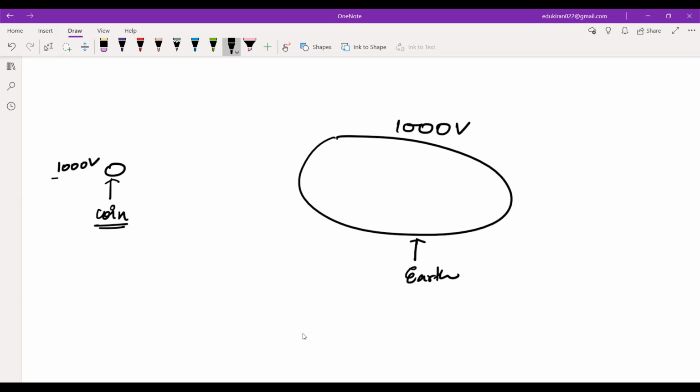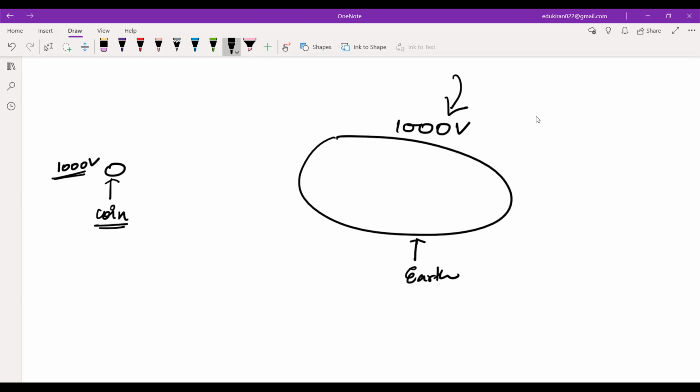And what I have done, I have charged this coin. We have increased the potential of this charge, and I have charged this to 1000 volt, and I have charged the Earth to 1000 volt. Okay, guys. Khalil, Mazia, Mehreen, Minashi, Parvati. You are understanding the situation?